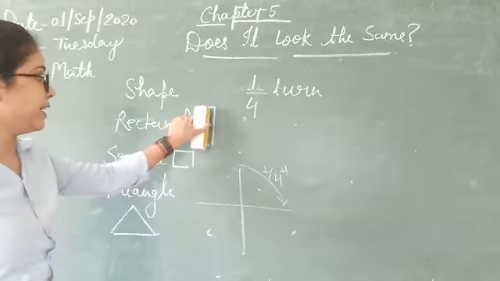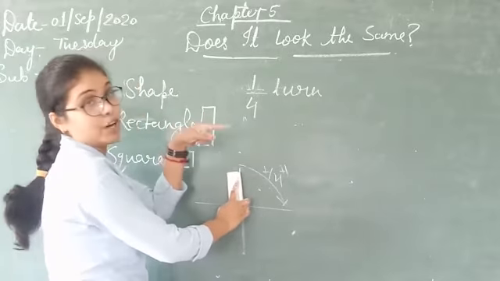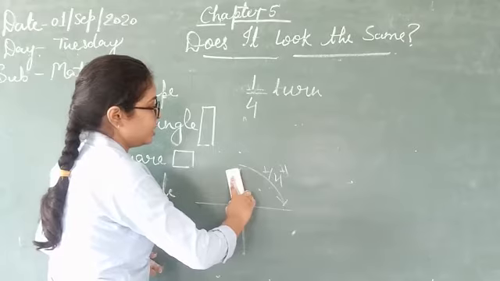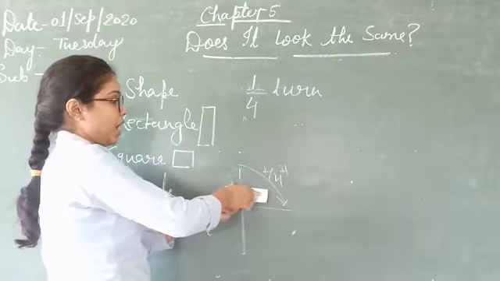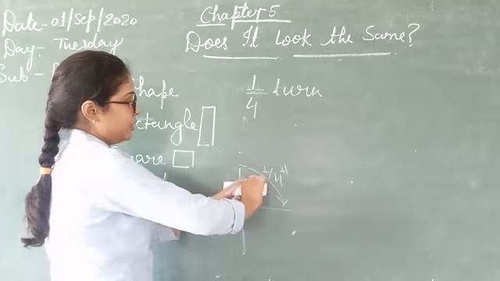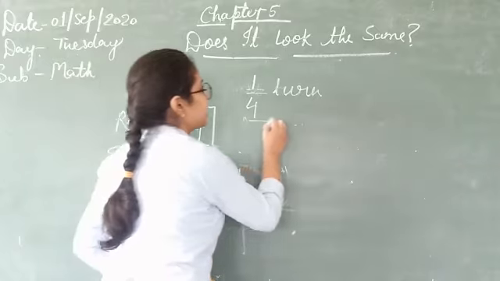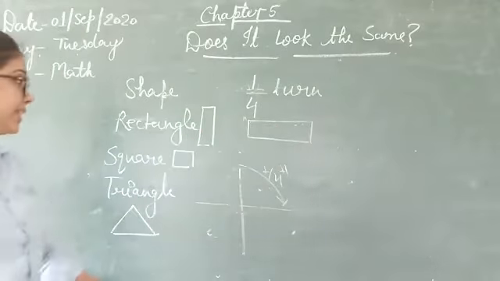So here the rectangle, when you rotate it by a 1 by 4 turn, it will become like this. Because at a half turn it comes at the same place, but at a 1 by 4 turn it will become horizontal. So that means there is a change and it will look like this. A 1 by 4 turn is like this.